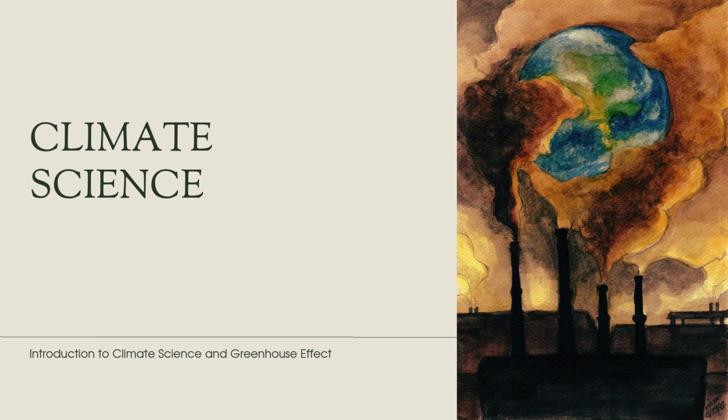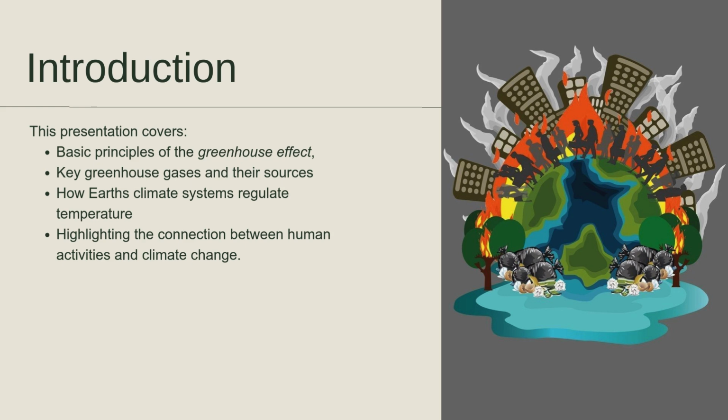Today we are going to explore climate science. This presentation will cover the basic principle of the greenhouse effect, the key greenhouse gases and their sources, how Earth's climate system regulates temperature, and the important connection between human activities and climate change. Finally, we will take a look at the case study of SRM-IST to see how these concepts play out in the real-world scenario.